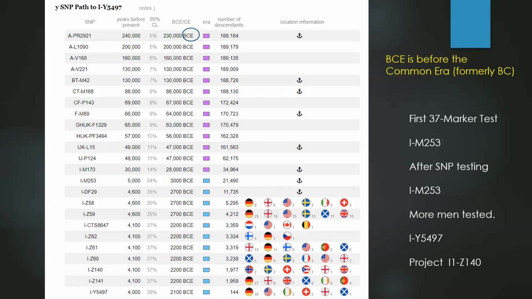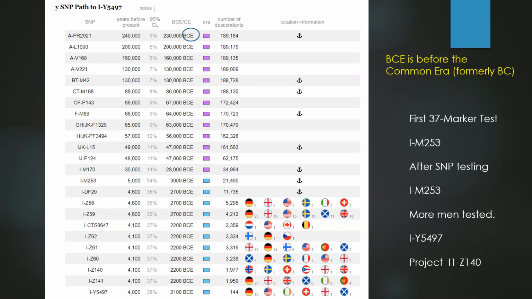So if you look at where my husband's line is, the first time he did the testing, he was placed in the M253, and that's about in the middle of the chart, about 3,000 years BC or BCE. And now he's all the way at the bottom. His terminal SNP is Y5497. So somewhere in the 2000 to 3000 BC range is when his haplogroup differentiated. And again, these are estimates, and they're just scientific, educated guesses. But his first marker test, and then after SNP testing, more men tested.